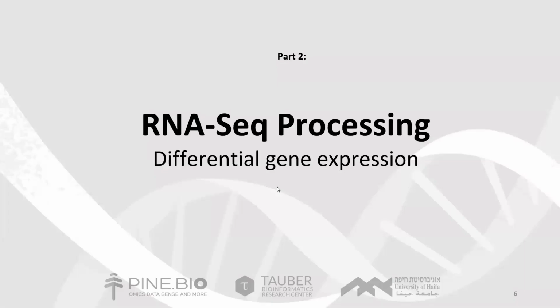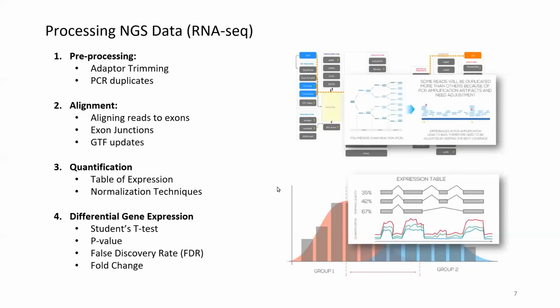Okay, so let us begin right now. Today we are talking about RNA-seq processing and some amount of differential gene expression. We are going to look at gene expression today, and gene expression study is commonly called RNA-seq and is divided into 4 main steps. They are pre-processing, alignment, quantification, and differential gene expression.